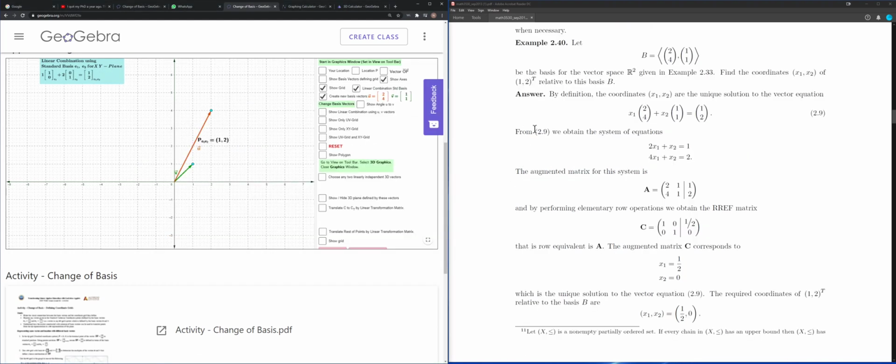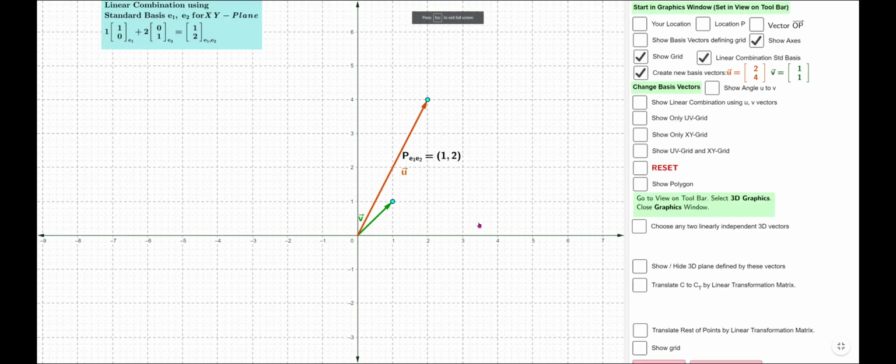Alright, so let's take a look at an example of finding coordinates relative to a given basis. I have a vector space which is R2, and I have basis vectors (2, 4) and (1, 1). These two form a basis, and we showed this, that these two are going to form a basis for R2. So your red and green one here, they form a basis for R2.